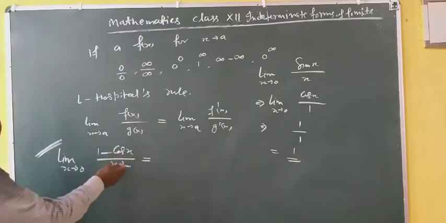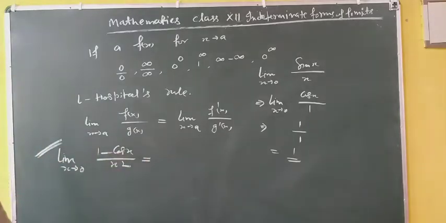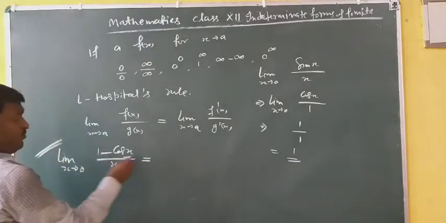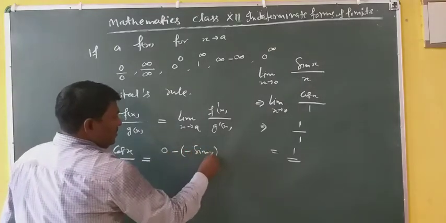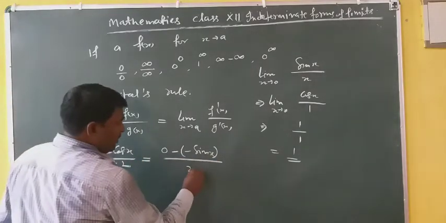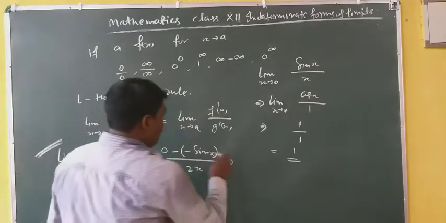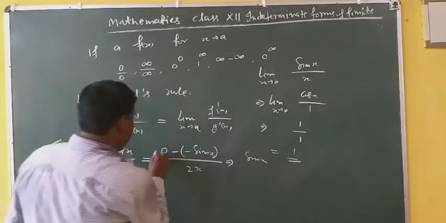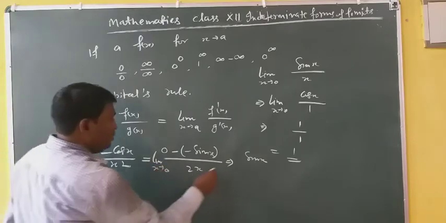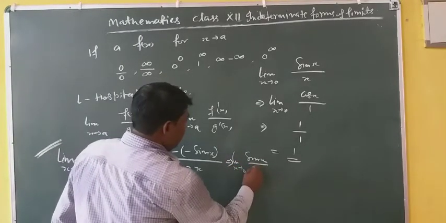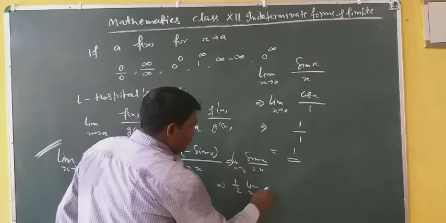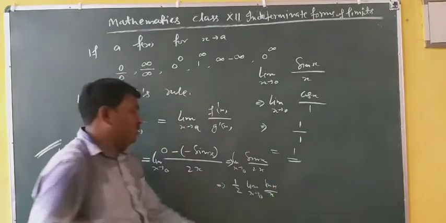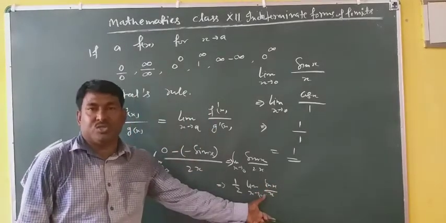Therefore, differentiating the numerator and denominator separately, what do you get? The differentiation of 1 is 0 minus the differentiation of cos x, which is minus sin x, divided by the differentiation of x square, which is 2x. It implies that minus minus plus sin x upon 2x, with limit x tends to 0. It implies 1 by 2 limit x tends to 0 of sin x upon x. As you know, sin theta upon theta, limit theta tends to 0, is 1.